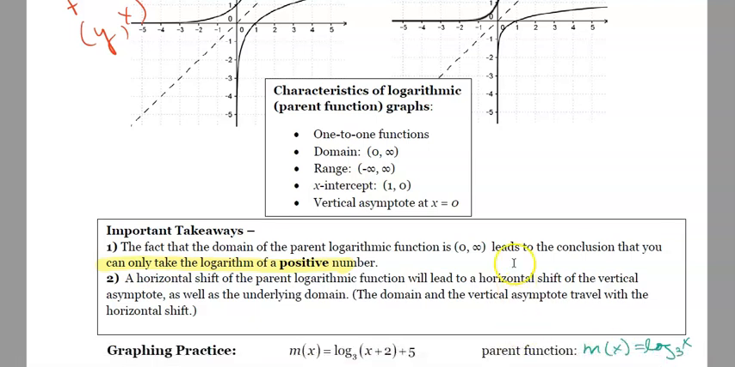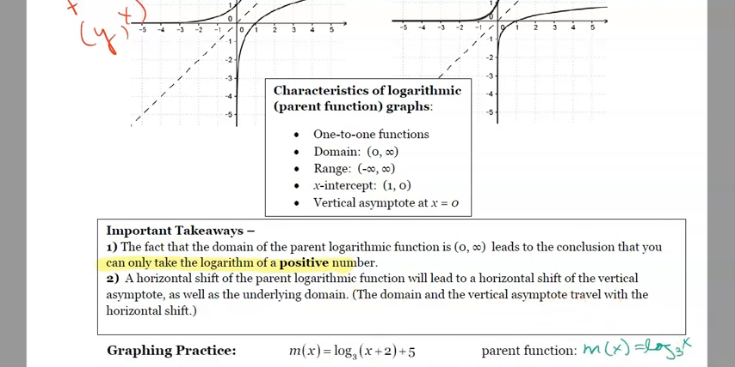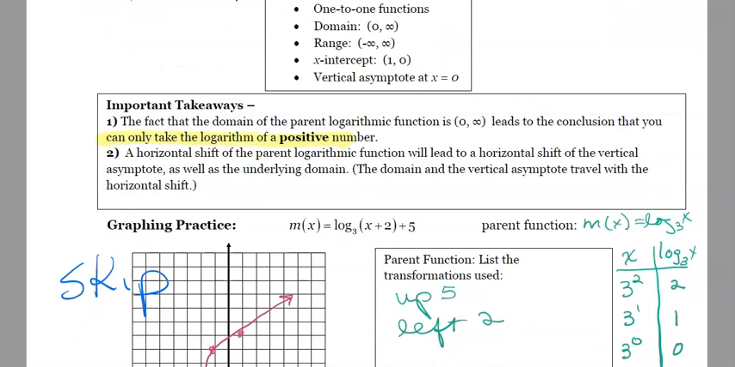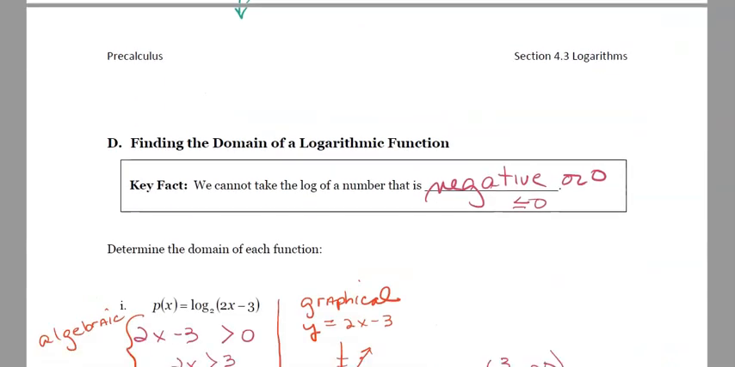Okay, so notice that a horizontal shift of the parent function will lead to a horizontal shift of the vertical asymptote as well as the underlying domain. So the domain and the vertical asymptotes will travel with our shifts. Okay, so that's just good to know. Okay, we're going to skip this section. I did write some things down, but we're going to skip it and come down to this.